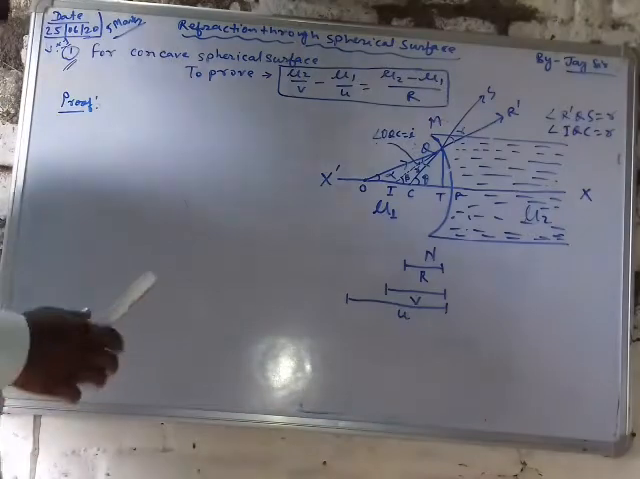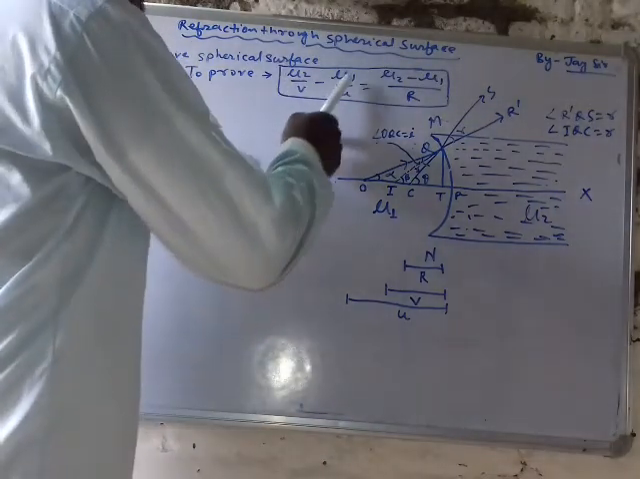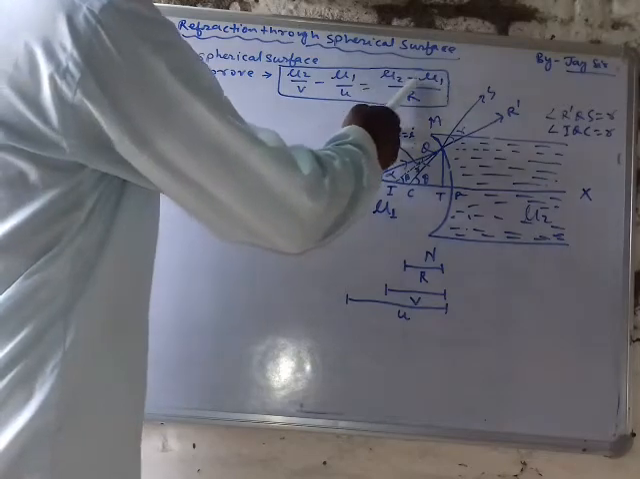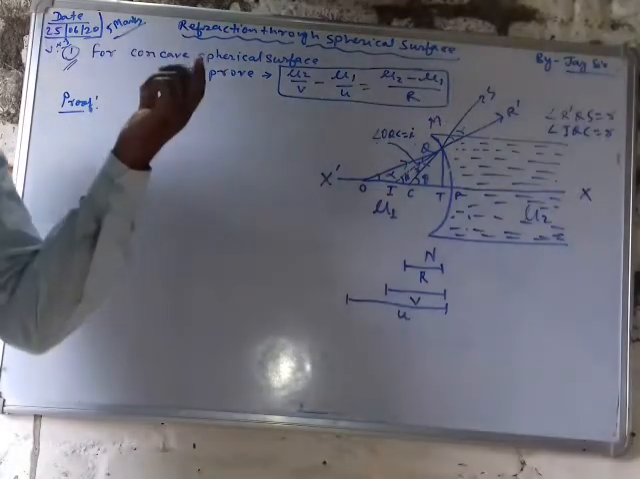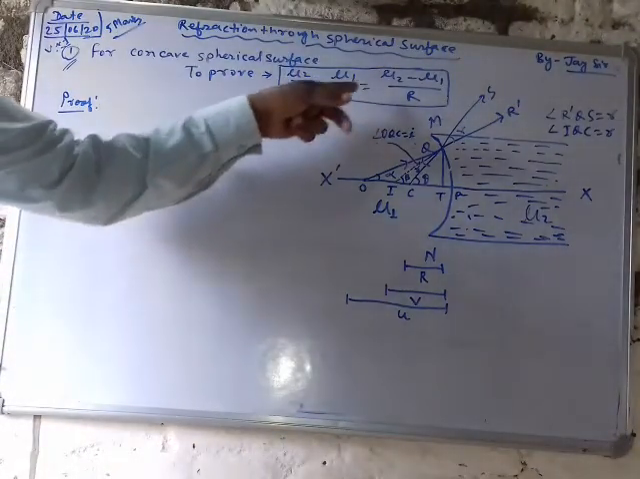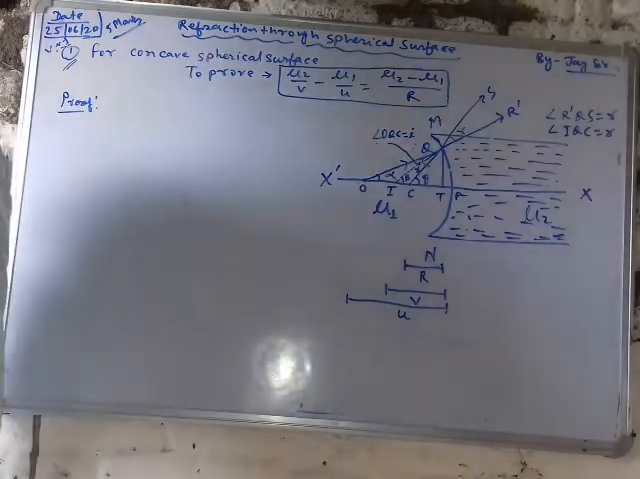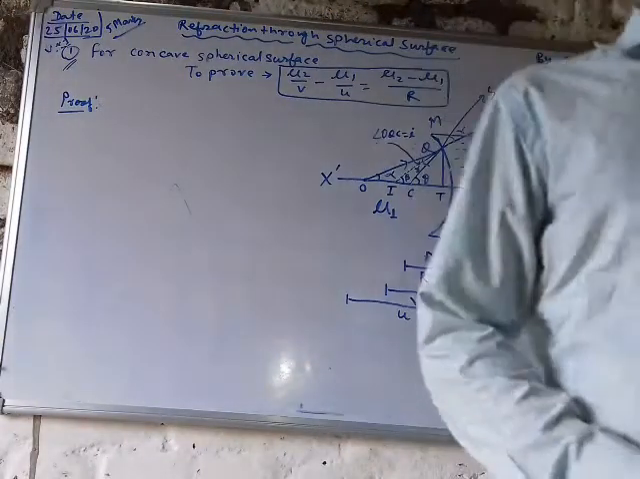In this problem we have to prove that mu 2 by v minus mu 1 by u equal to mu 2 minus mu 1 by r. So let us start.